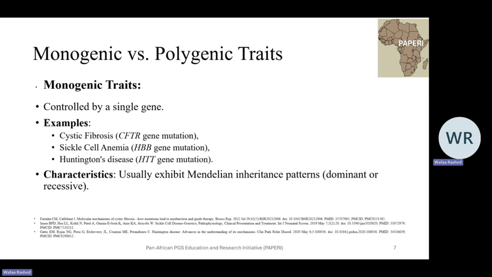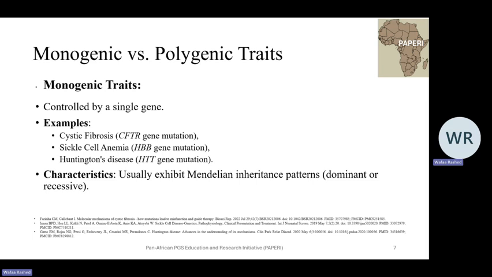So the main characteristic is that monogenic traits usually exhibit a Mendelian inheritance pattern, dominant or recessive. For example, cystic fibrosis is an example of a recessive disease. People inherit sickle cell anemia in an autosomal recessive manner. Huntington's disease is a devastating monogenic autosomal dominant disorder.